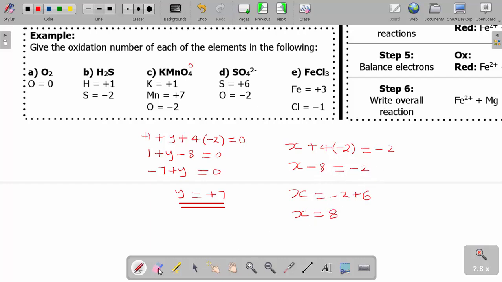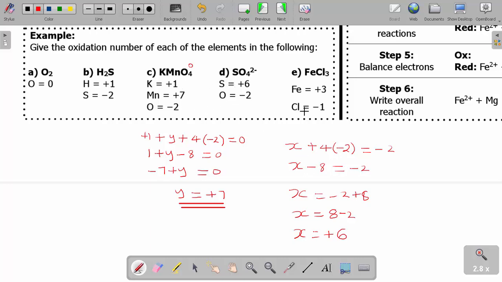It's supposed to be 8 here, and 6. Okay, so it means I must be having 8 here. So that 8 minus 2 gives me my x as what? My x as +6. So in this particular case, sulfur has got +6 oxidation state, which you see here.